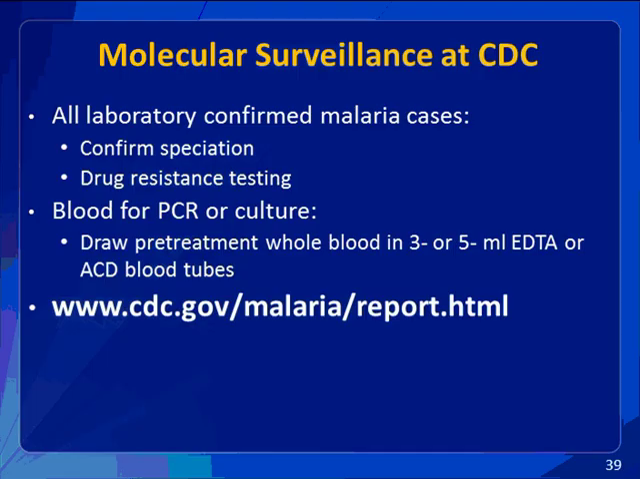As part of a new molecular surveillance effort to characterize drug-resistant patterns and isolates from confirmed malaria cases in the U.S., clinicians should send samples to CDC to confirm speciation and to test for drug resistance markers. For PCR drug-resistant testing or culture, please draw pre-treatment whole blood in EDTA or ACT blood tubes. Instructions on how to prepare samples and send them to CDC laboratories can be found on the CDC website at cdc.gov/malaria/report.html.